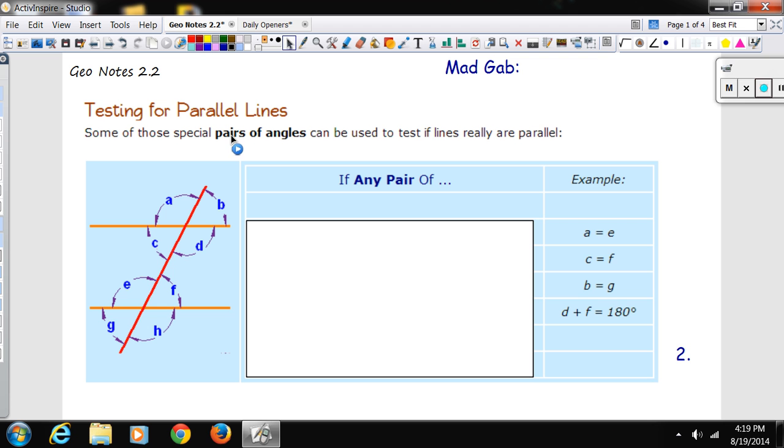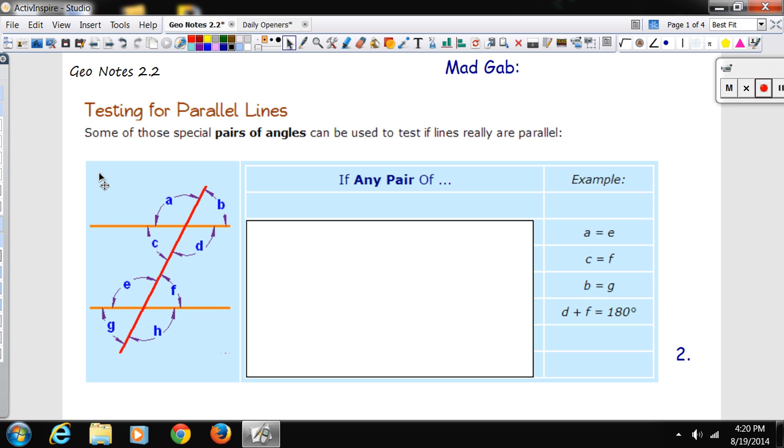Now the special pairs of angles that we learned about yesterday were the ones that are on this chart right here. You've got your two parallel lines cut by a transversal, and you've got corresponding angles like A and E, or B and F, are corresponding because they're both in the same position. D and H are corresponding. C and G are corresponding because they're both in the bottom left corner. So you've got those kind of angles.